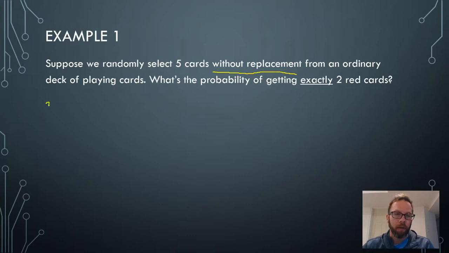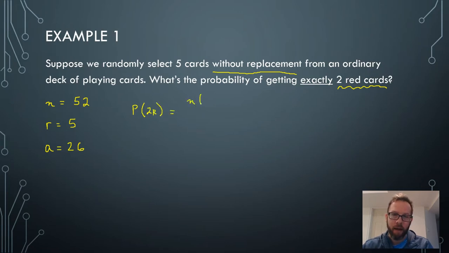So let's talk about our variables. We have a deck of playing cards. That's 52 total cards in general. We are selecting 5 cards. The number of trials is 5. And we are focusing on getting red cards. That's our success. The number of possible successes is 26. There are 26 red cards in the deck. Having done that, we can now set up our probability. So what's the probability of getting exactly 2 red cards?